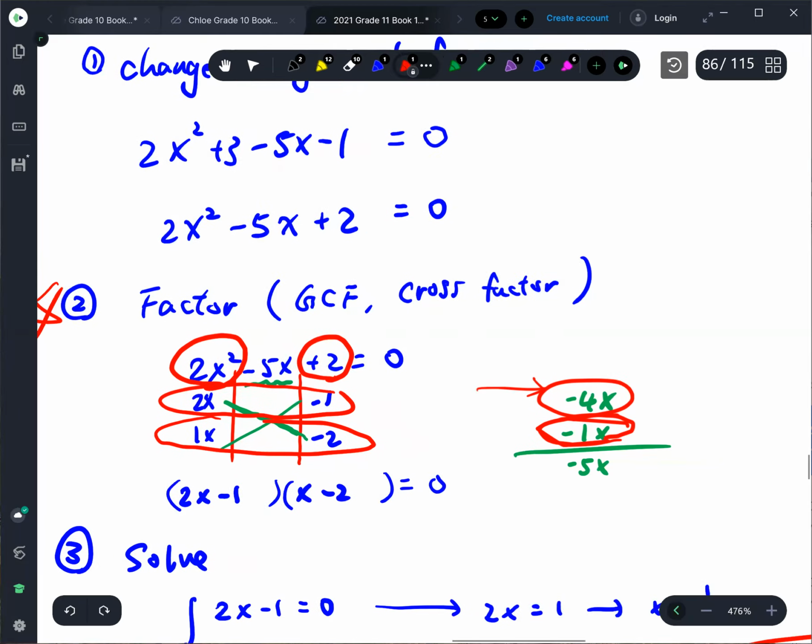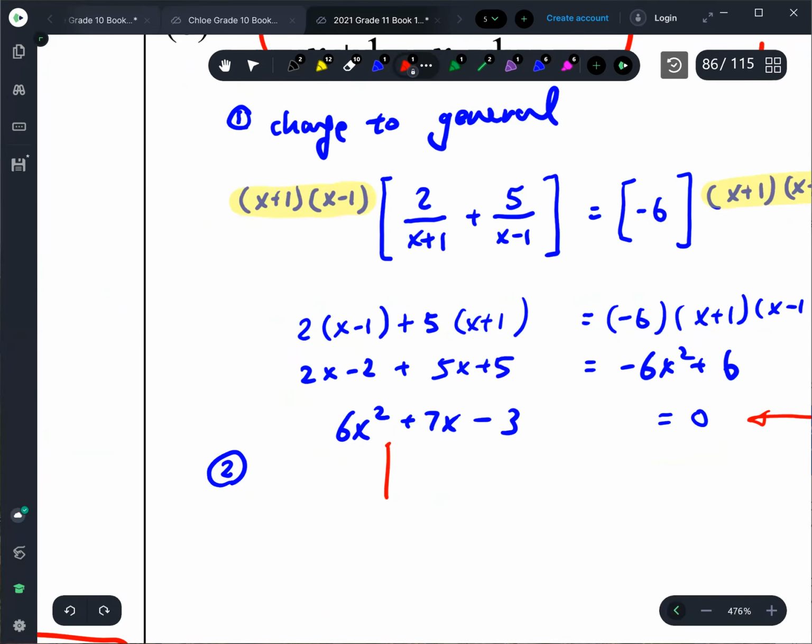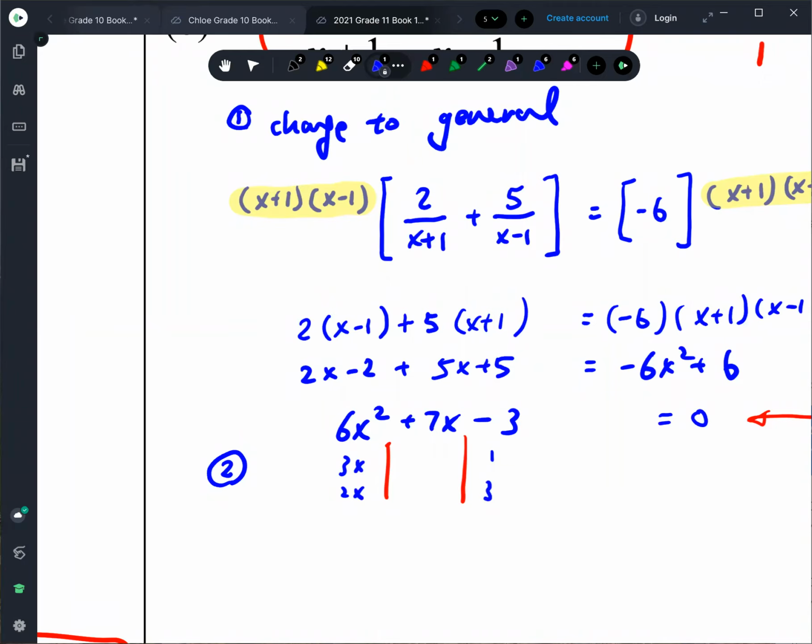All right, for question B, I think I have the chart. I'm not sure if it's correct, but for the left side, top and bottom, is it 3x and 2x? And the right side, 1 and 3. They need to multiply to equal the third term. 1 times 3 is 3. Oh yeah, sorry, negative 3 then. Okay, and how do we check if it works?